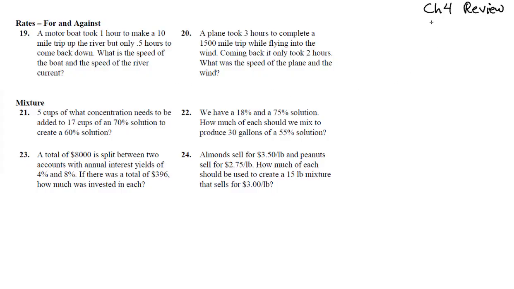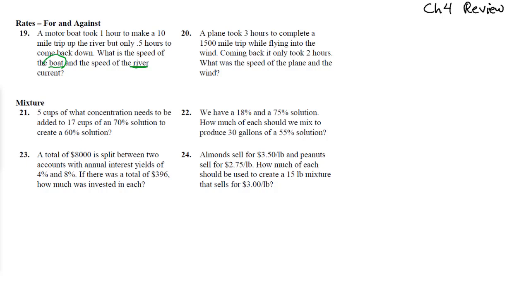Here we are in Chapter 4 review exercises with the answers to number 19 through 24. Number 19. A motorboat took 1 hour to make a 10-mile trip up the river, but only half an hour to come back down. What is the speed of the boat? And what is the speed of the river current?